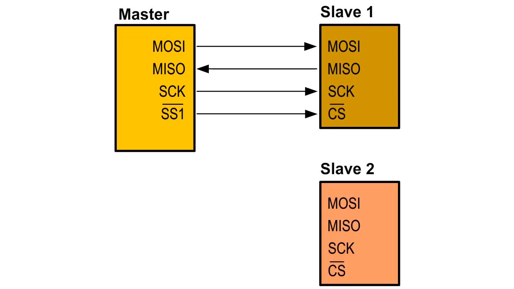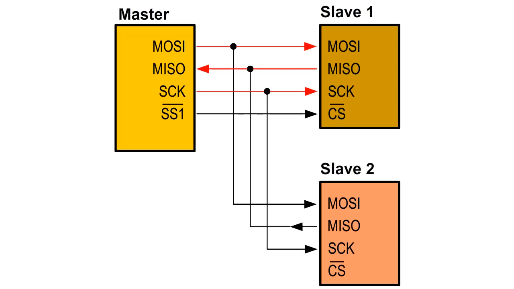A second slave device can be connected to the master device. These are the common signals to be shared among the slave devices. The master requires an additional I/O to select the second slave.